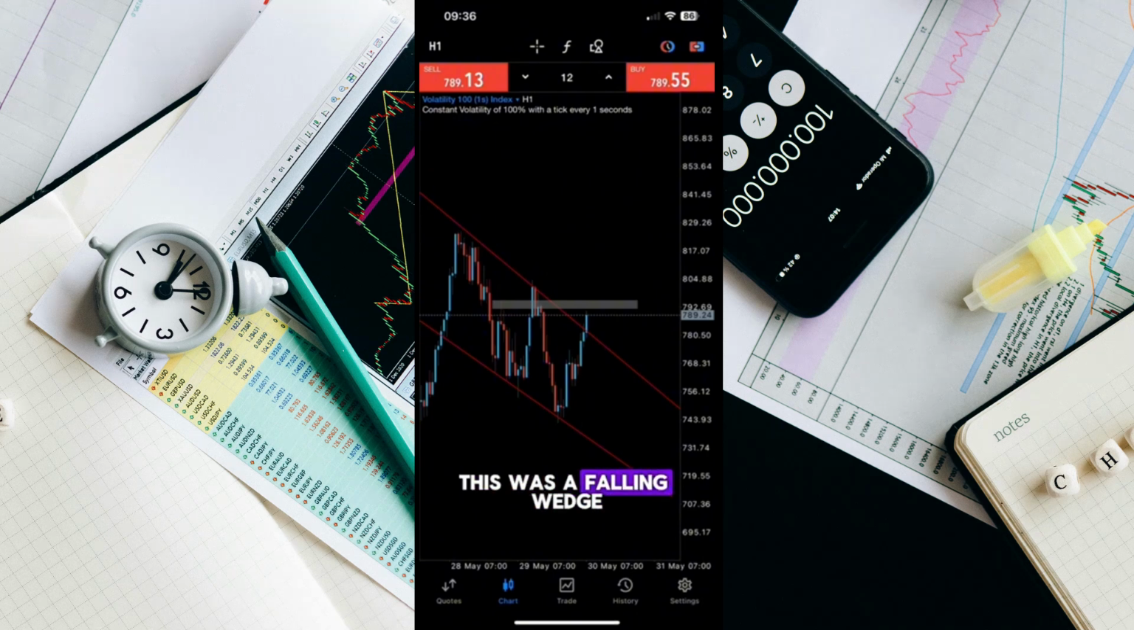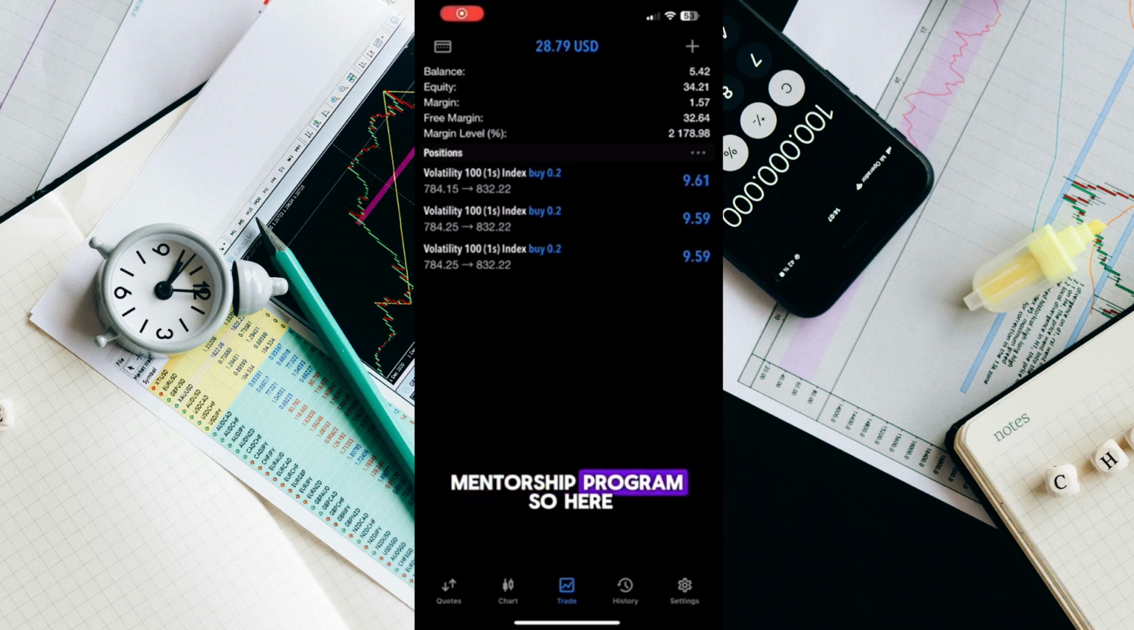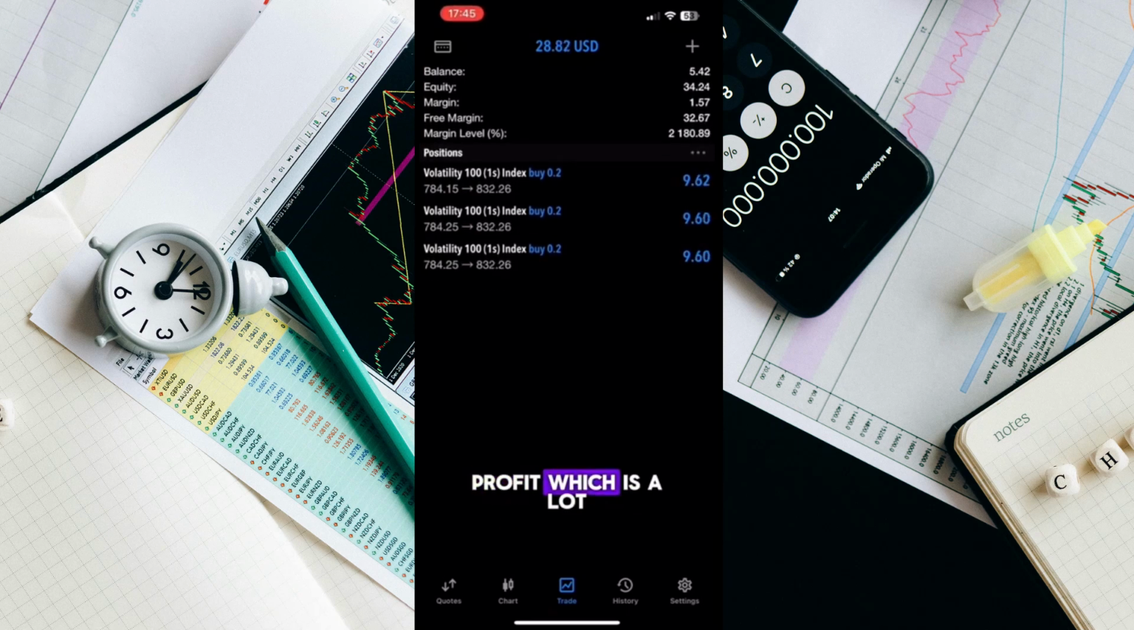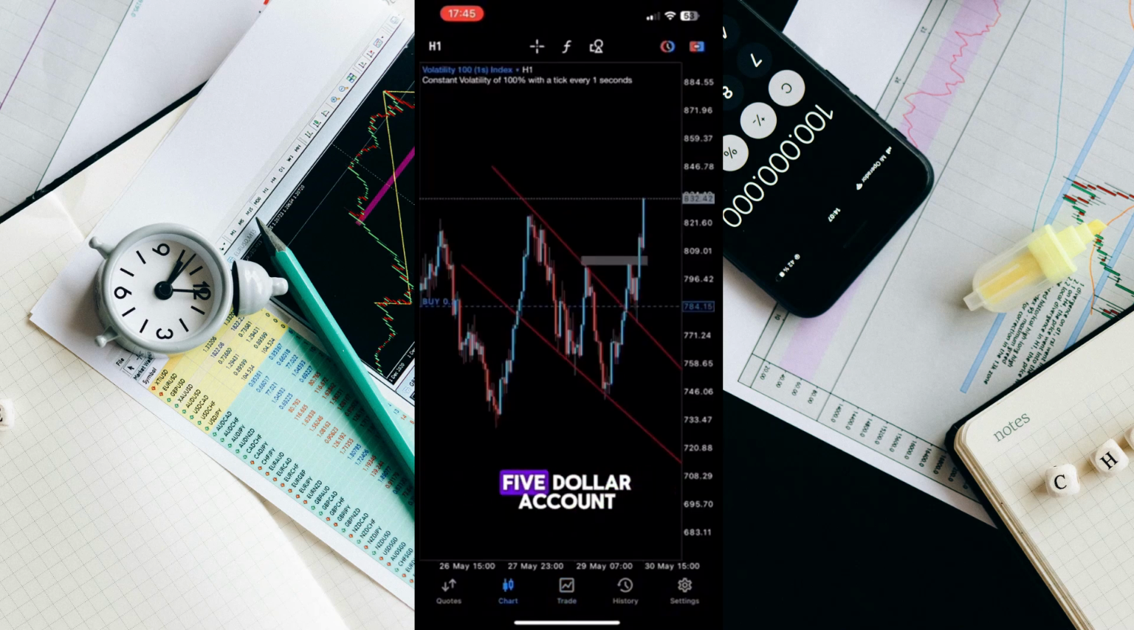This was a falling wedge that was broken out to the upside. Once it breaks to the upside, we then enter buys. After entering buys, we then wait for our profit. I explained a lot in my VIP channel, so you might want to consider joining the VIP mentorship program. Here we are in $28 profit, which is a lot considering we're on a $5 account.